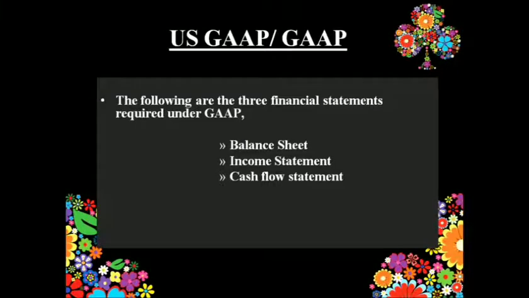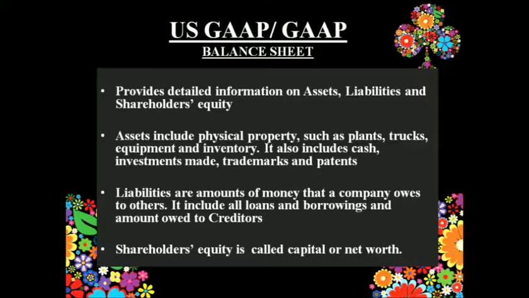So under GAAP, the generally accepted accounting principles, three financial statements are required to be prepared by any company. The first one is the balance sheet, the second one is the income statement, and the third one is the cash flow statement. So the balance sheet, you all know, provides detailed information on assets, liabilities, and shareholders' equity.